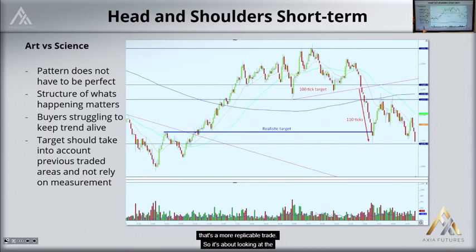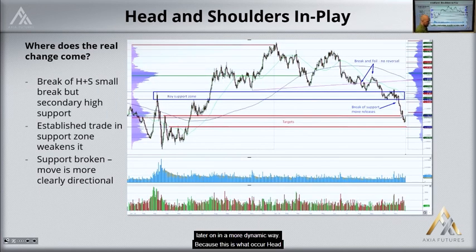So it's about looking at the structure as a whole and then taking your target for what it's showing you is realistic. Don't just assume that things have to work with textbook scientific precision. We'll look at this later on in a more dynamic way because this is what I call a head and shoulders that's in play. At the time of recording, this was happening.